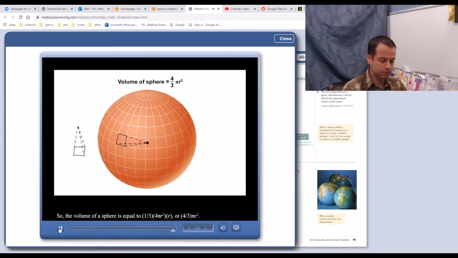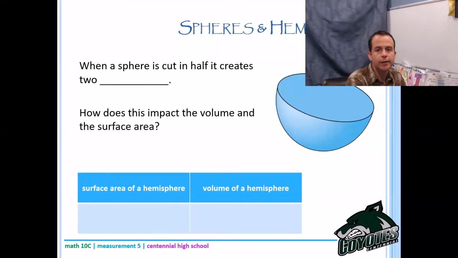Okay, so let's now turn our attention to a hemisphere. Hemi, in Latin, means half. So a hemisphere is literally a sphere that's been cut in half, okay? Now, one of the things I need you to know right away is we don't give you formulas for the surface area and volume of a hemisphere. We expect that you understand how to derive those from the formulas that we give you for the sphere, okay?